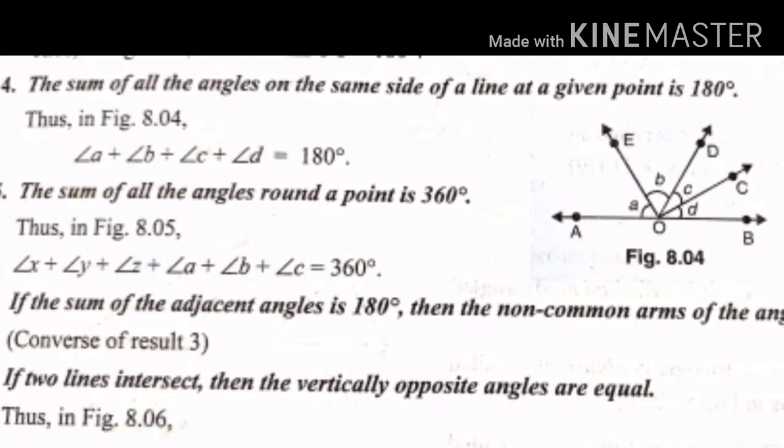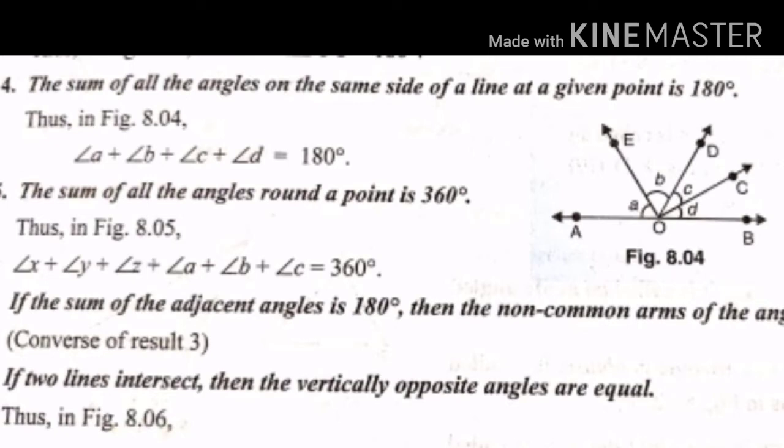If the sum of the adjacent angles is 180°, then the non-common arms of the angles are in a straight line. Means the converse. If two angles or three angles form 180°, then they must lie on the straight line. Means the converse part is also true.